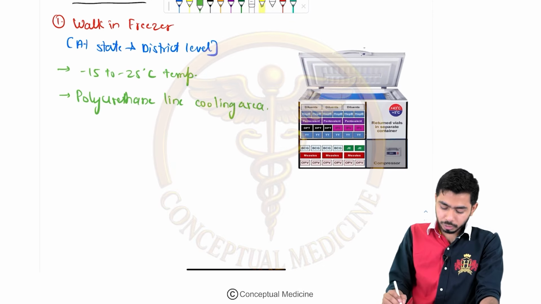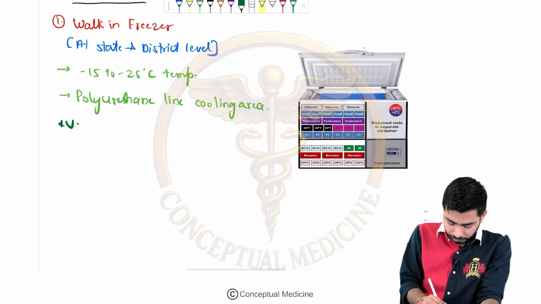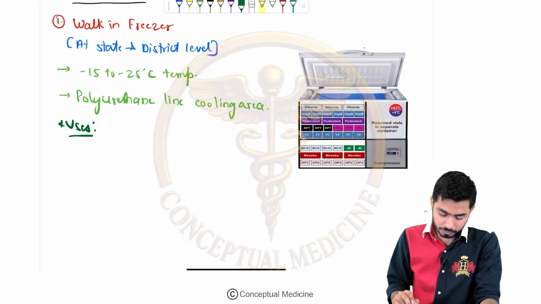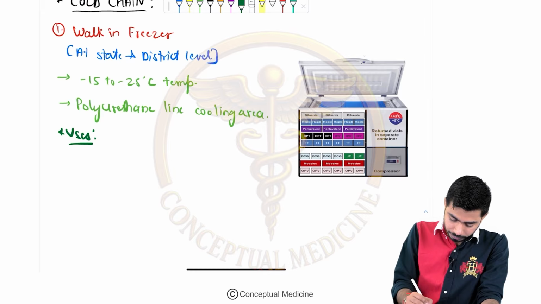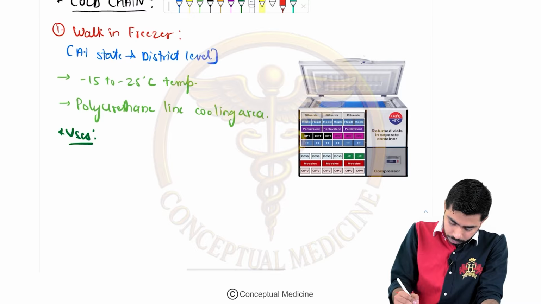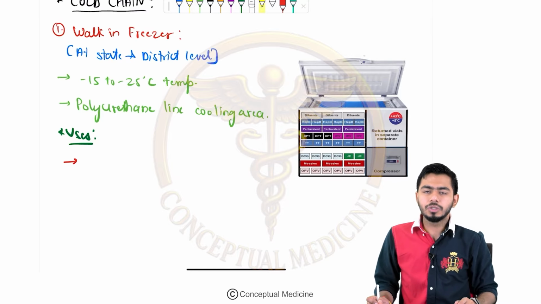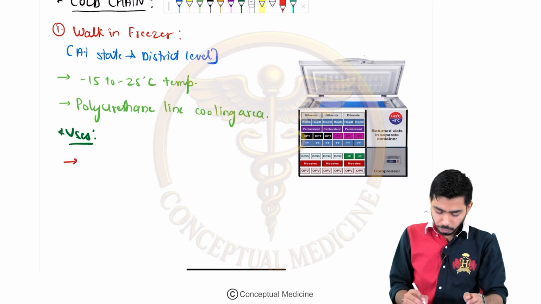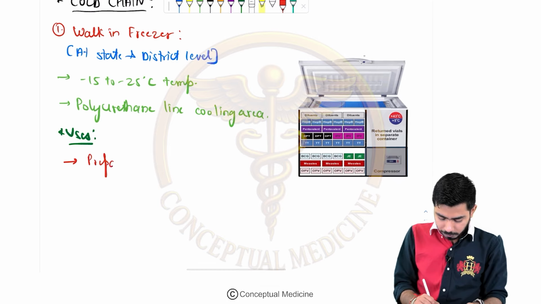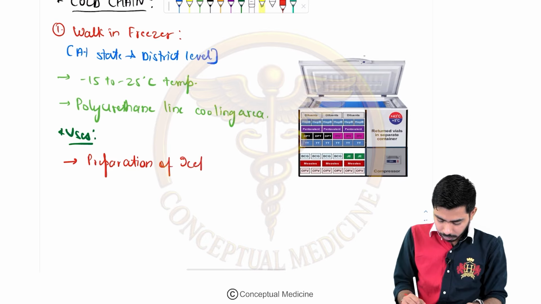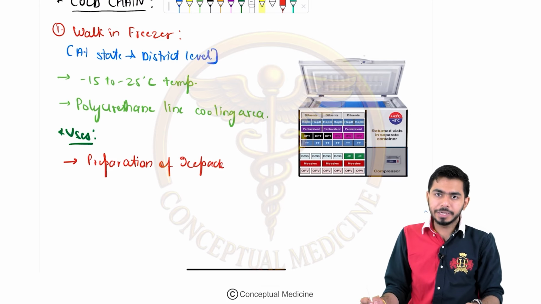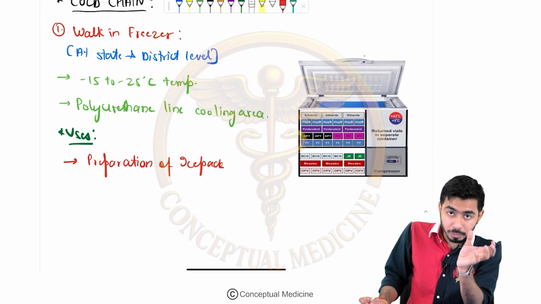What are the uses? Why will we be using this walk-in freezer that is very cold? The purpose is that we shall be using it to prepare the ice packs for storing the vaccines. It maintains the vaccine at +2 to +8 degrees Celsius.